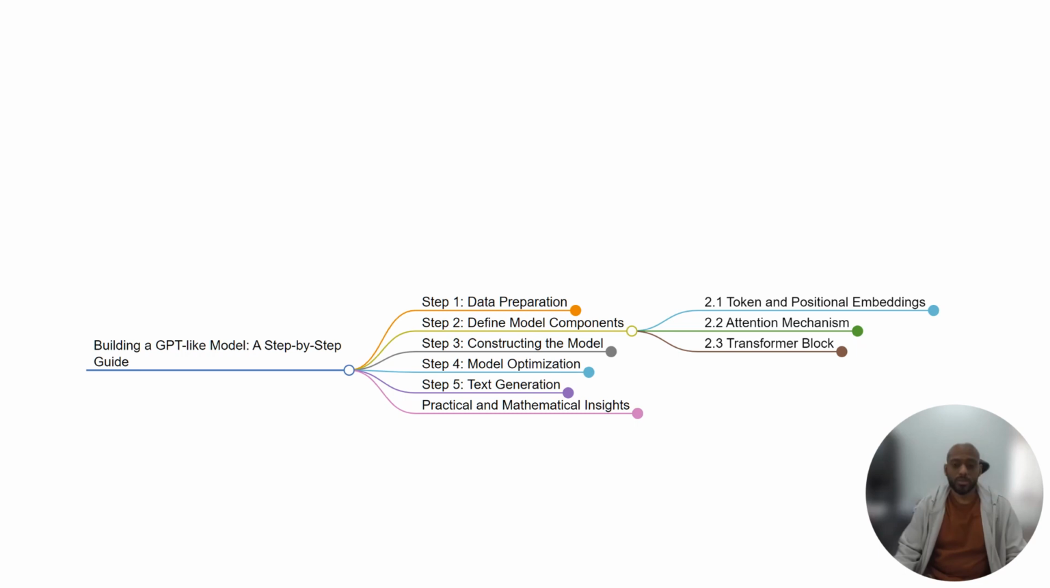After the data preparation, we'll create the model components, and in the third step, we'll do the construction. First, we'll do the token and positional embedding. Next, we'll talk about the attention mechanism. After that, we'll speak about the transformer block.